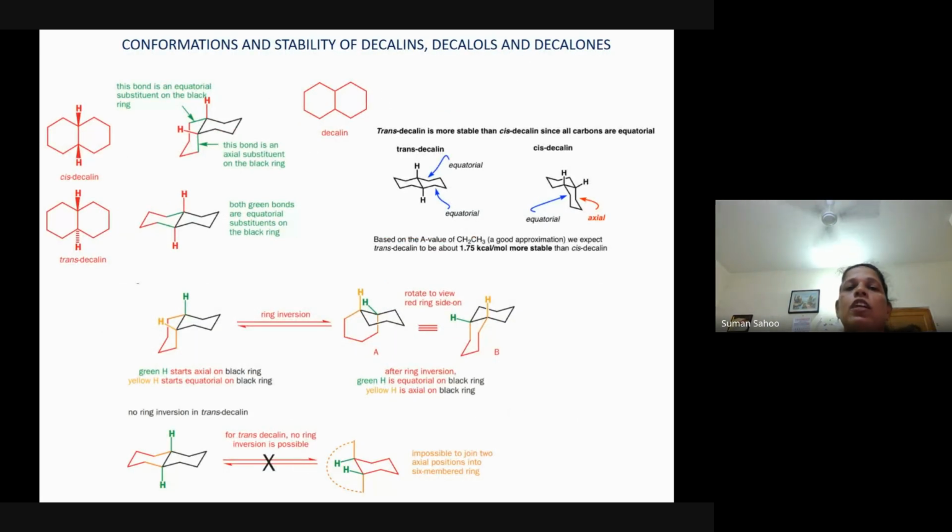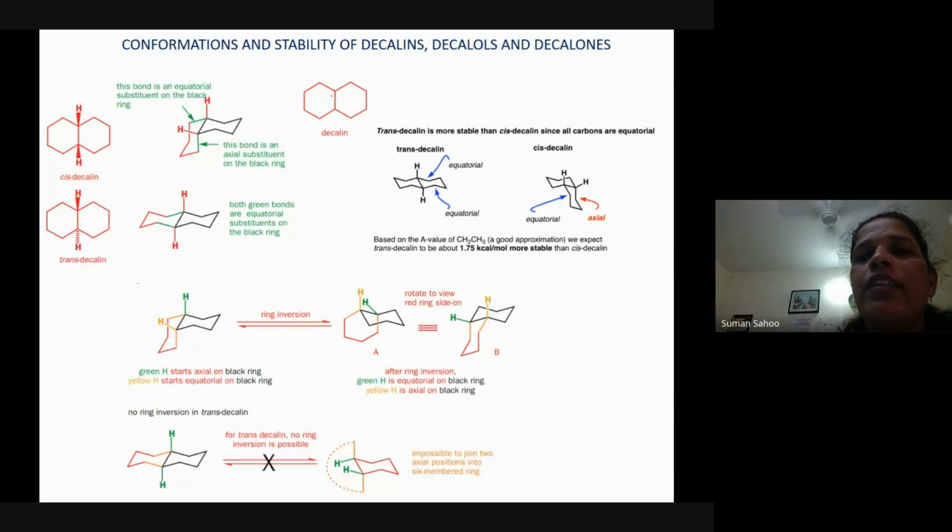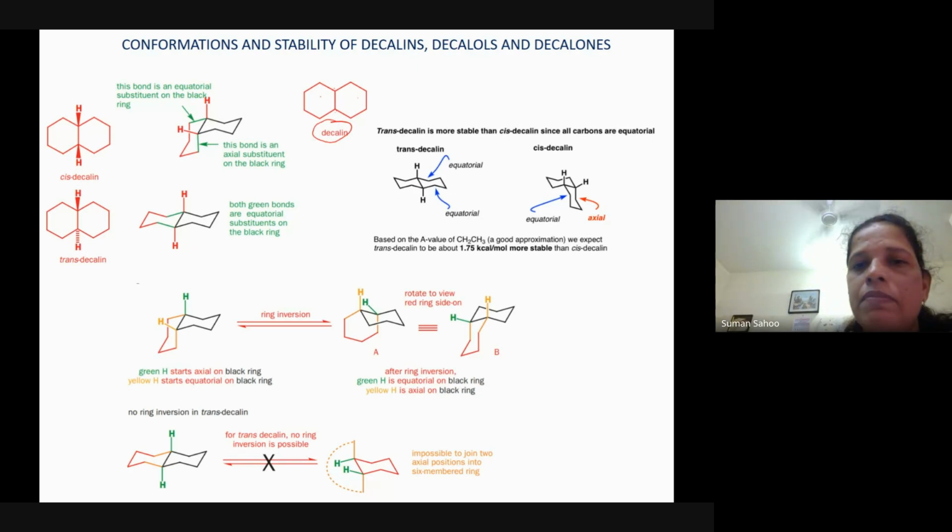Next comes your fused rings. When two rings are fused at two carbon atoms, those are known as fused rings. So here two cyclohexane rings are fused, that is known as decalin. Now in this decalin, one cyclohexane is fused with another cyclohexane. This can be done when the other cyclohexane is present at both equatorial positions, or one equatorial, another axial position. So we can have a cis decalin and a trans decalin.